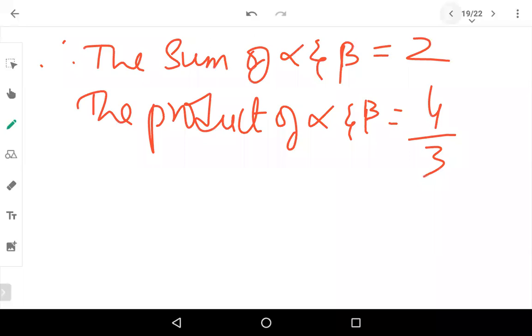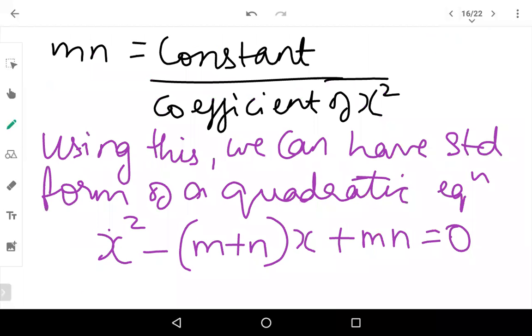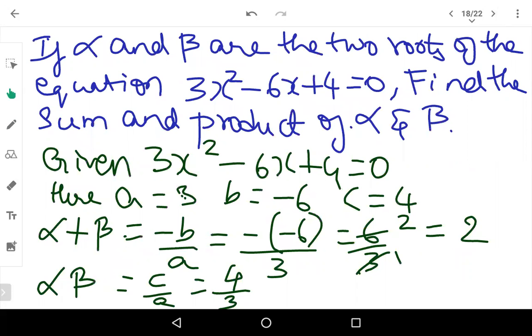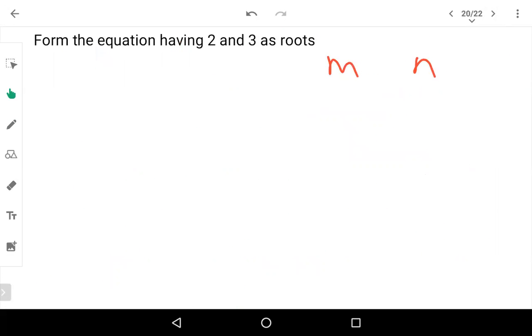Now how are we going to form the quadratic equation is by using this form. We have the value of m, we know the value of n, so we can find the sum of the roots, we can find the product of the roots, and then use this quadratic equation form to form the equation. Fine. So let us start. So we have two roots. Form the equation having 2 and 3 as roots.